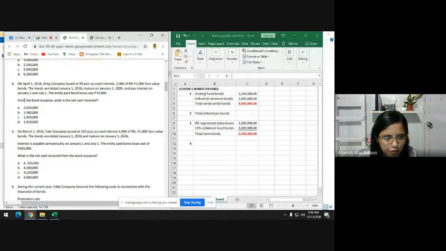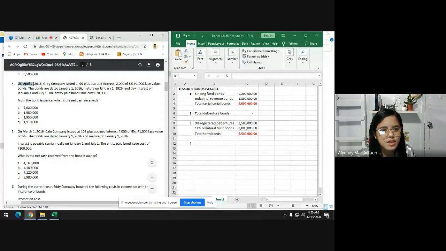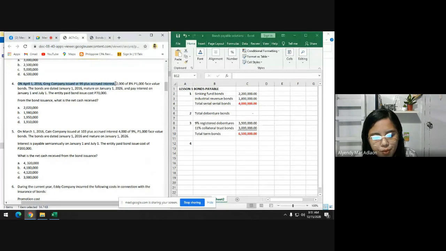Okay, question. From the bond issuance, what is the net cash received? Okay. On April 1, 2016, Greg Company issued at 99 plus accrued interest 2,000 of 8%, 1,000 face value bonds. The bonds are dated January 1, 2016, mature on January 1, 2026, and pay interest on January 1 and July 1. The entity paid bond issue cost of 70,000.